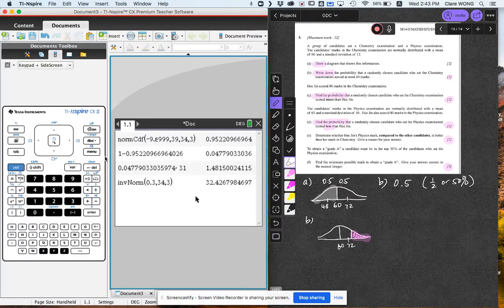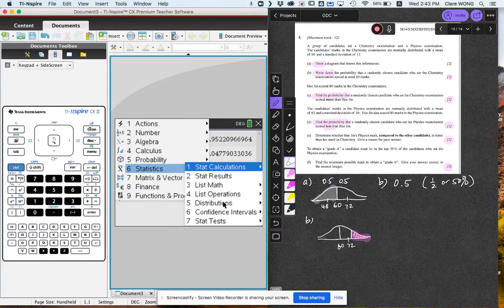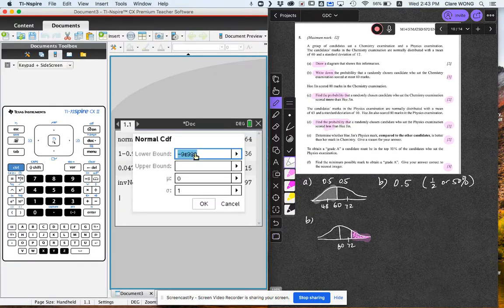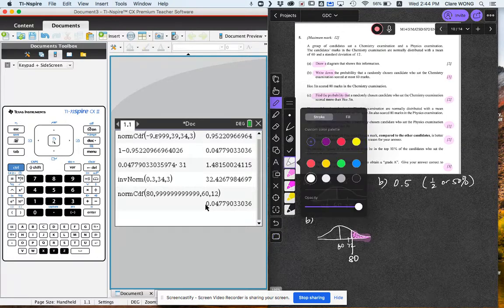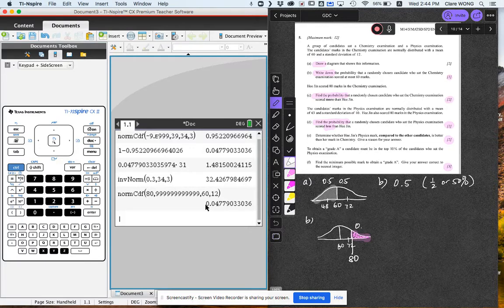Let's go to your calculator. Menu, stats, distribution, CDF. This time your lower bound is at 80. Change it to 80. And then your upper bound is very high, so make it a very large number. 60 is your mean and 12 is your standard deviation. Click OK. That's more like it. So it's a small 0.0478, like that. Whoops, that's part C, sorry.